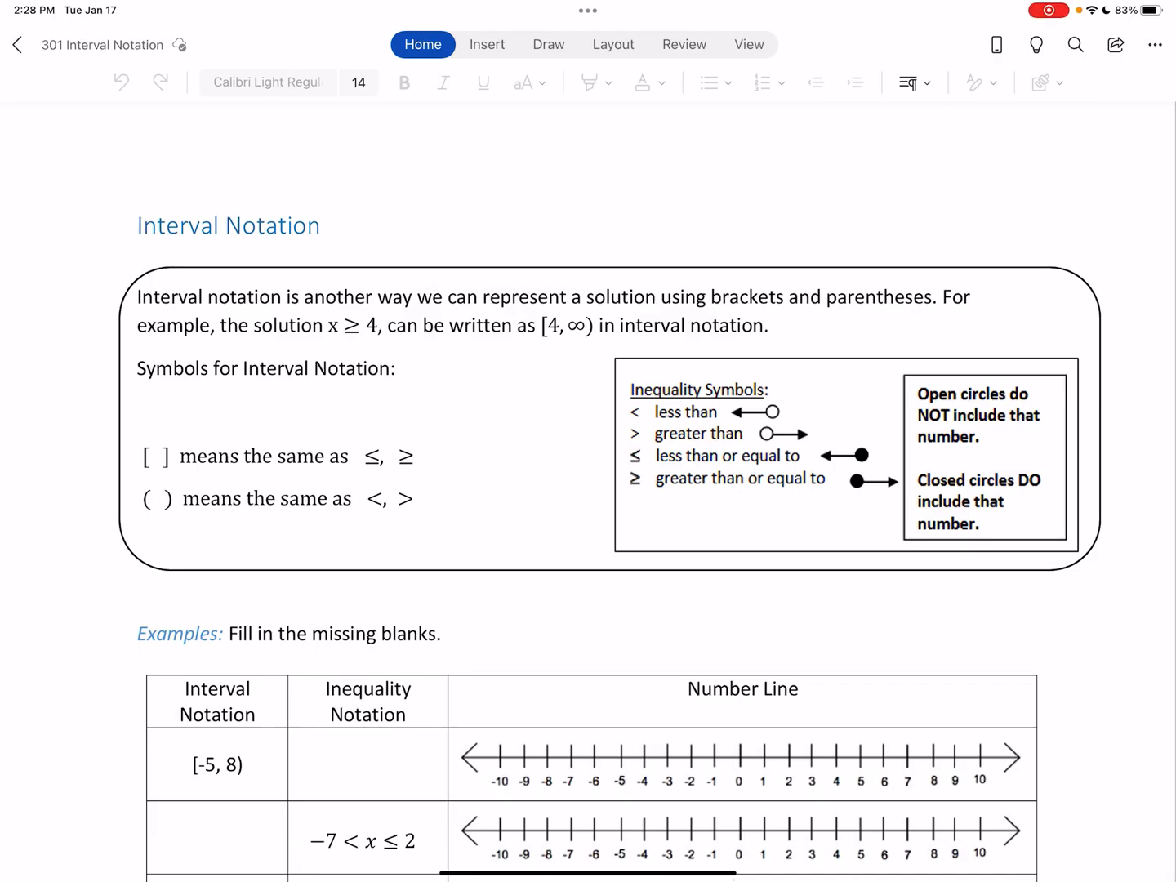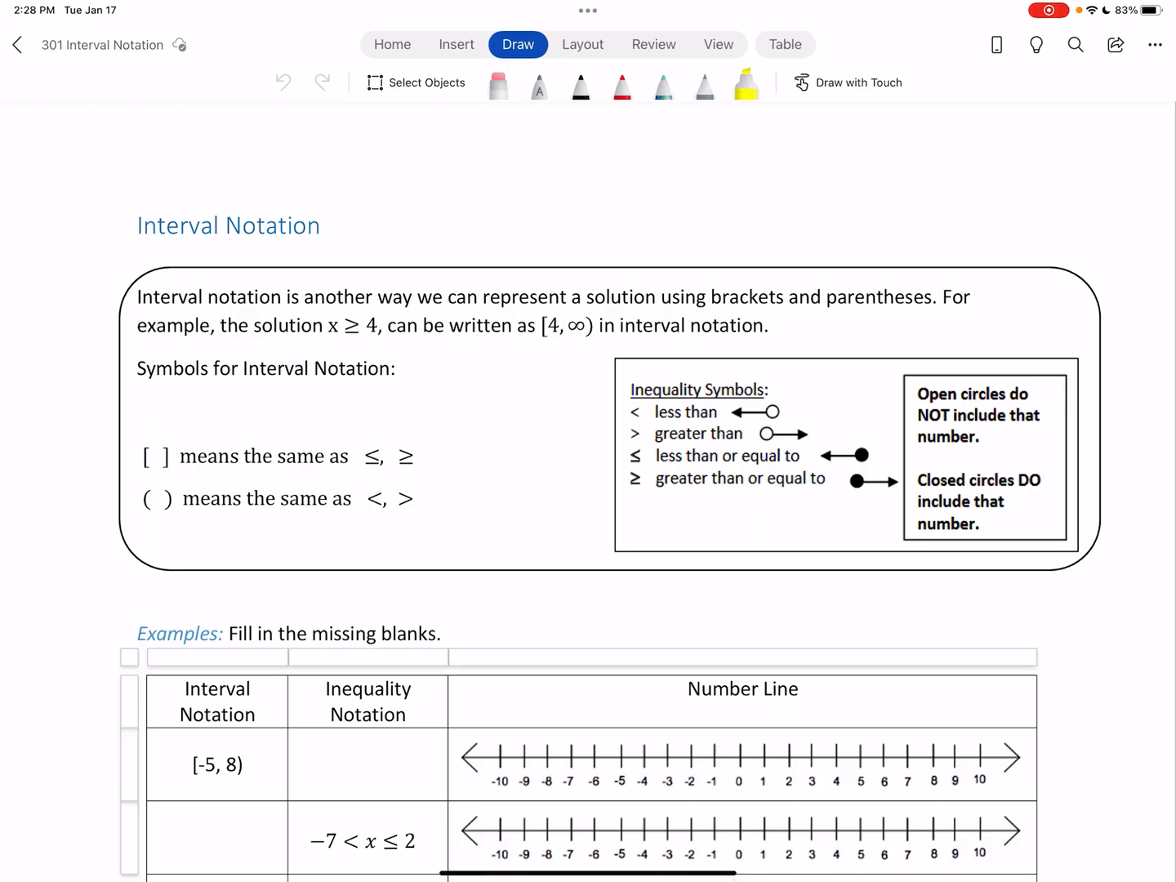Let's talk about interval notation. When we think about interval notation, it's really just another way to write a solution. We could solve some sort of equation or inequality and get something that looks like x greater than or equal to 4.